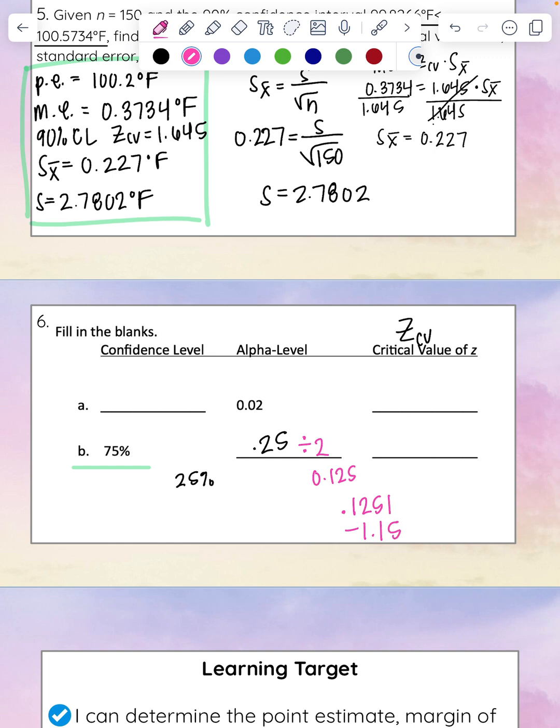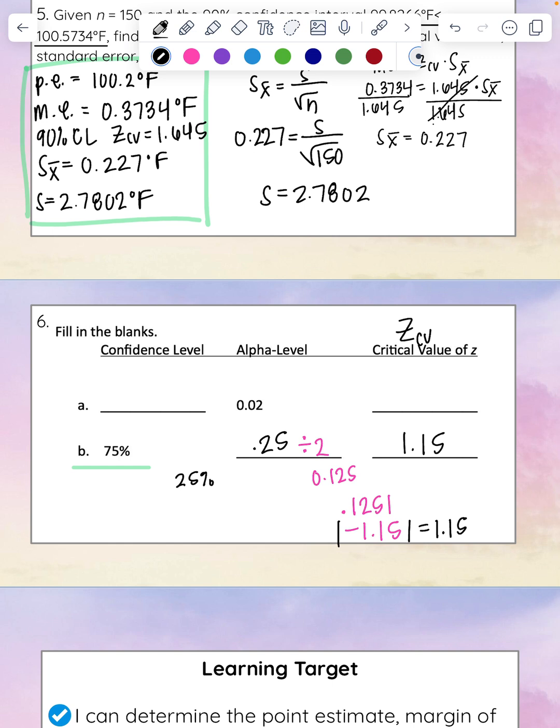But for your critical value of Z, you're going to take the absolute value. Since it's the critical value of Z, and because we add and subtract this number anyway, we're going to take the absolute value. There we go.